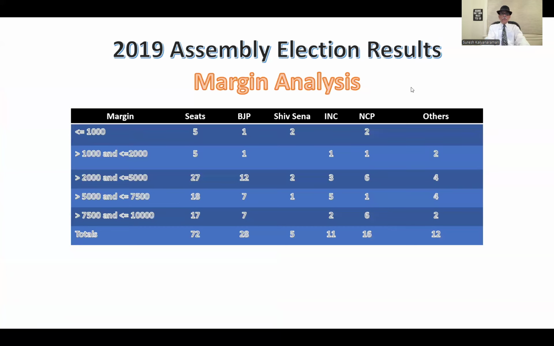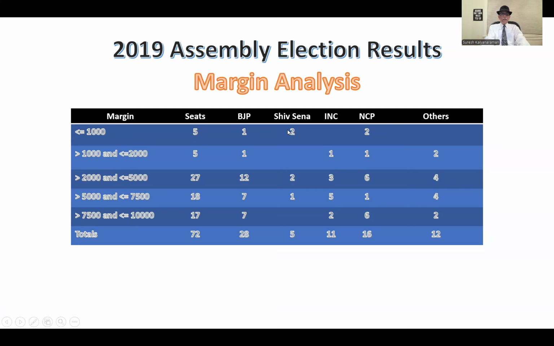I just want to do some margin analysis based on the 2019 assembly election results. If we look at the margins that were less than or equal to 1,000 votes, there were 5 seats that were decided within that margin. One of them was won by BJP, 2 of them were won by Shiv Sena, and 2 of them were won by NCP.